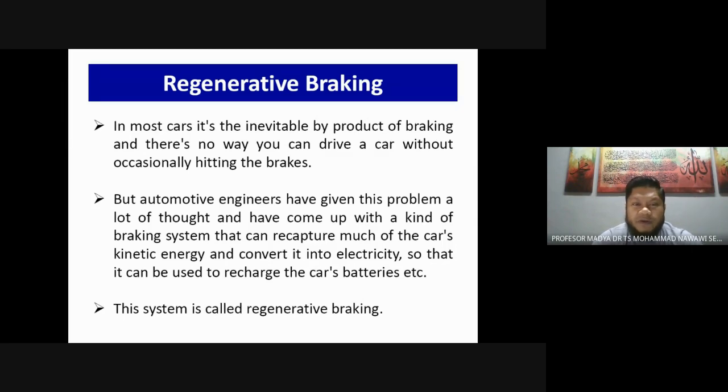So if you buy a car, of course, you have a braking system there, and you're going to apply the brake all the time. But automotive engineers have given this problem a lot of thought and have come up with a kind of braking system that can recapture much of the car's kinetic energy and convert it into electricity so that it can be used to recharge the car battery, as I mentioned earlier.